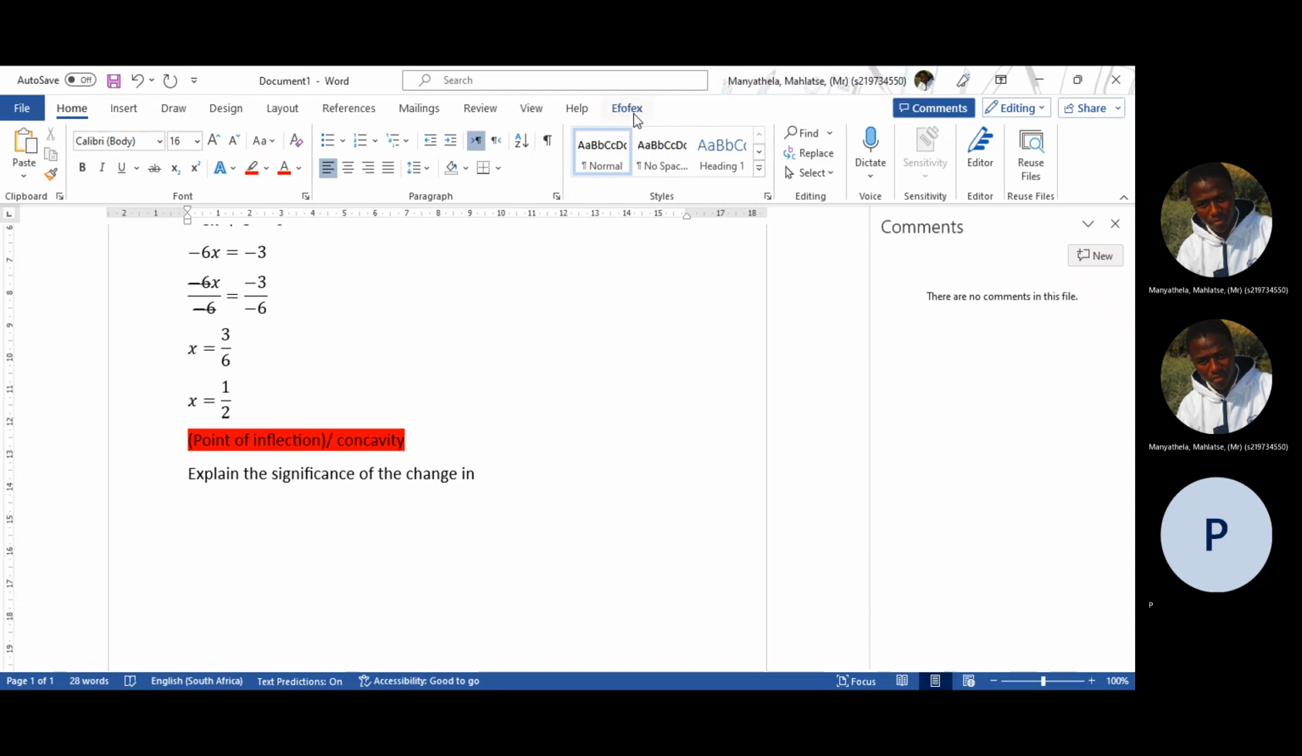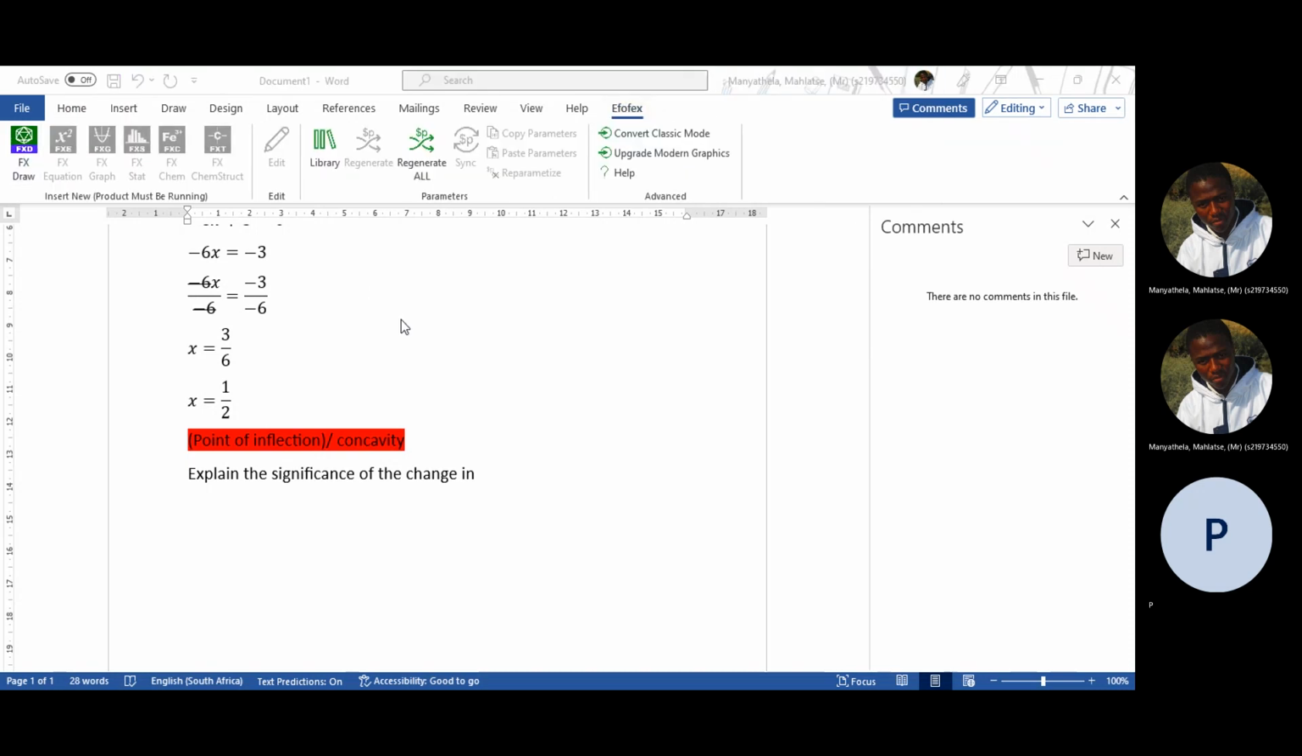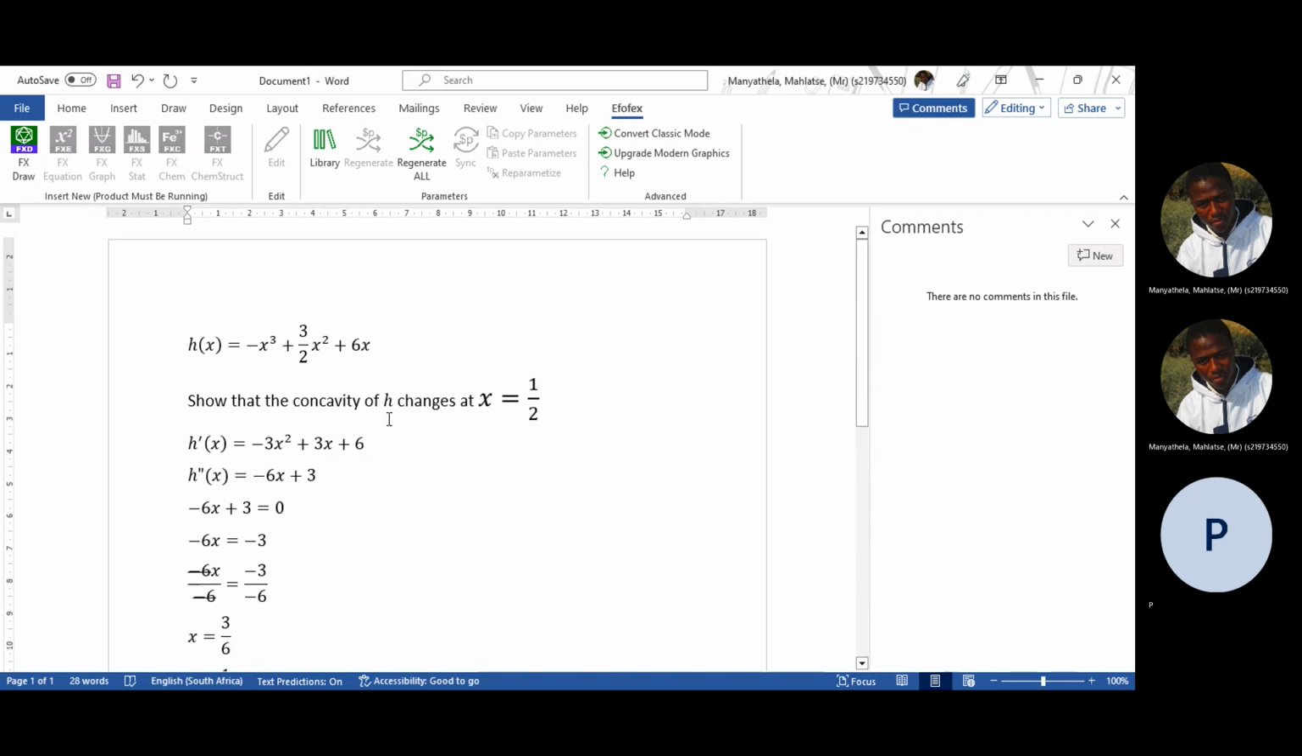Okay, let me redraw the graph. I want to quickly redraw the graph and add all vital points to it.